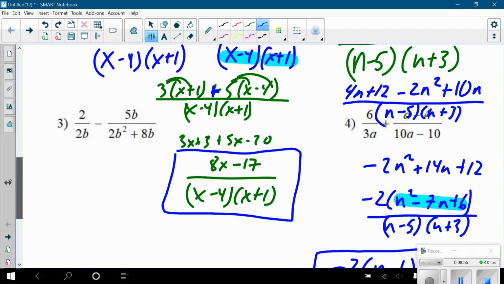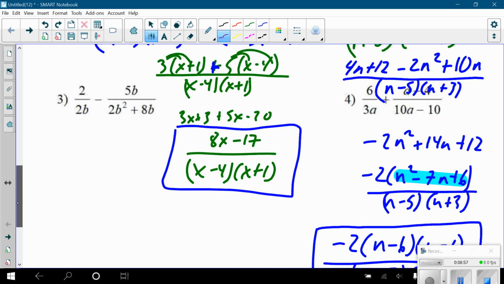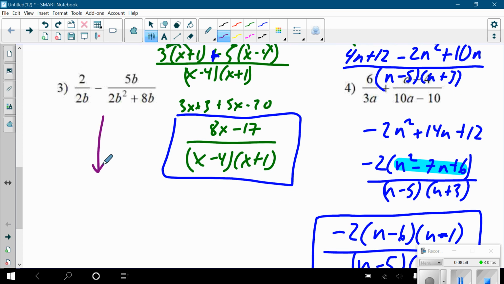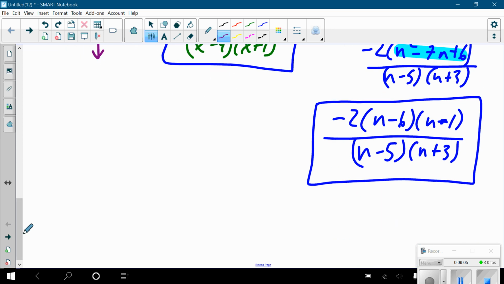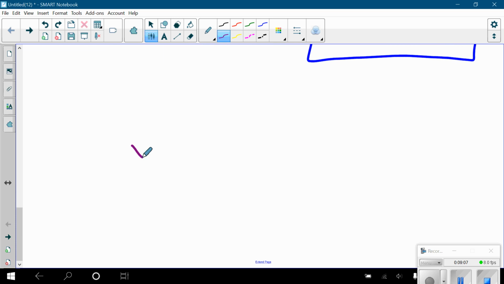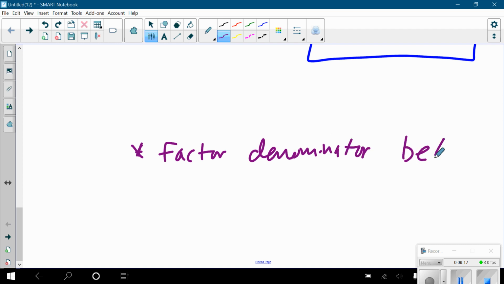All right, and do two more together. Okay. All right, take this guy. Important fact here. We should write this down. There's a few important facts, but first important one is: factor the denominator before you look for a common denominator.